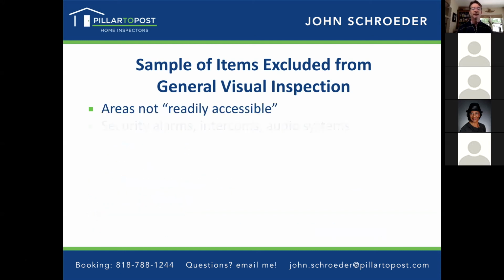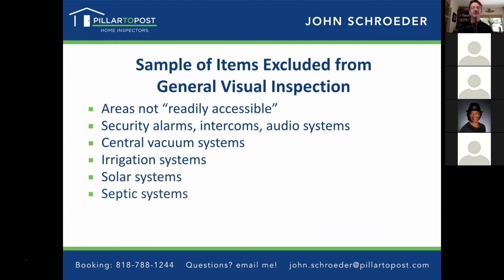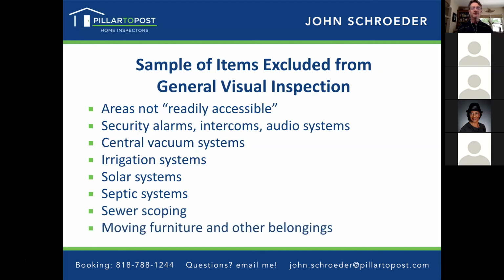Also, areas not readily accessible, security alarms, intercoms, audio systems, anything like low voltage wiring, those types of things, it's not part of the inspection. Central vacuum systems, which I see oftentimes in homes that were built in the 70s, maybe 80s, irrigation systems, solar systems, septic systems, sewer scoping, not part of the inspection. Also not moving furniture and other belongings, because that's, you know, a potential liability issue.